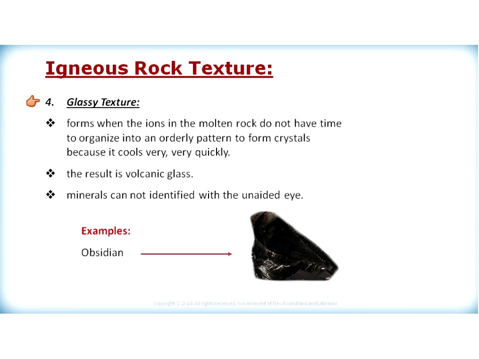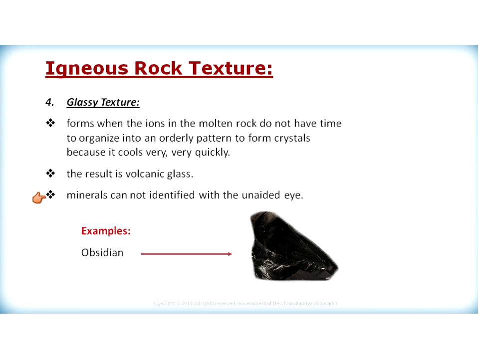A fourth type of igneous texture is called glassy texture. Glassy texture forms when the ions of molten rock do not have any time to organize into an orderly pattern to form crystals, because the magma or lava, when it erupts to the surface, will cool very, very quickly. It almost cools instantly when it comes in contact with a very cold surface, such as ice, snow, or ocean water. Therefore, the crystals don't have any time to grow, and what will result is something called volcanic glass, as we can see here to the right.